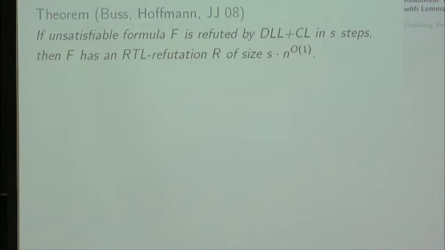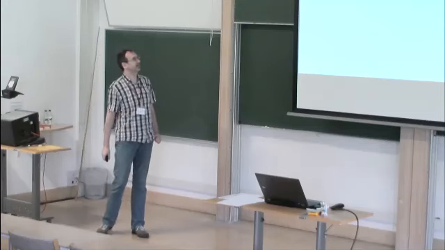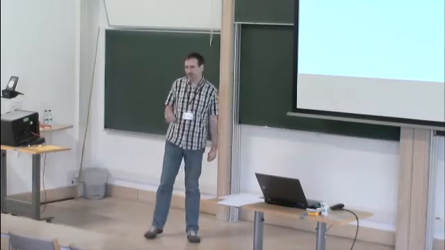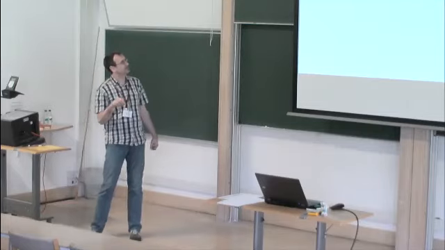Then there is the following result in a paper by Sam Buss and Jan Hoffmann and myself: if an unsatisfiable formula is refuted by a DLL algorithm with clause learning in S steps, then it has an RTL refutation of size polynomially related to S. And moreover, if you look at this proof, then the lemmas used in the proof are among the clauses that are learned by the algorithm.